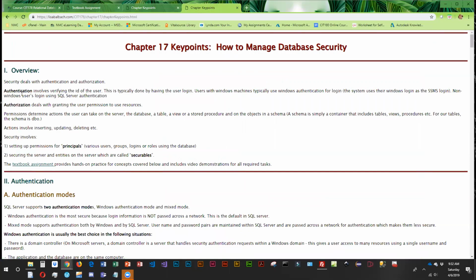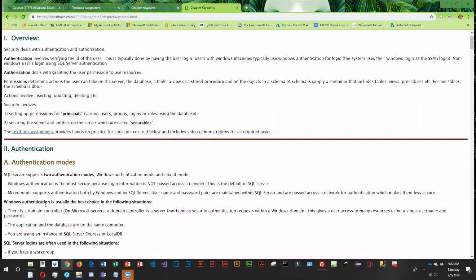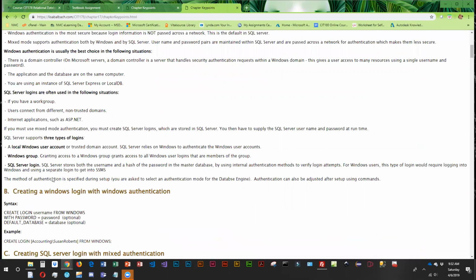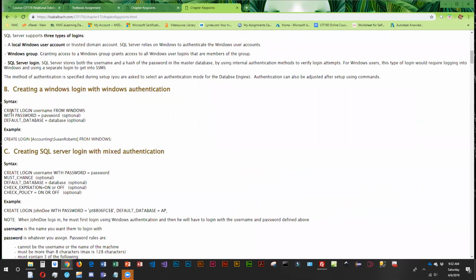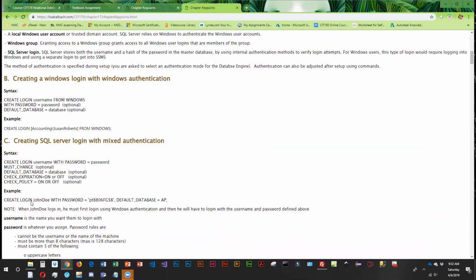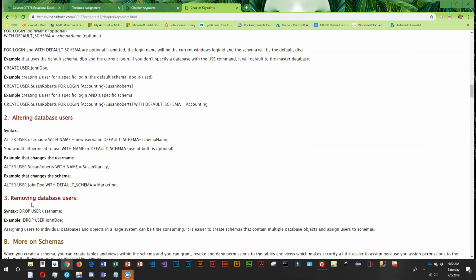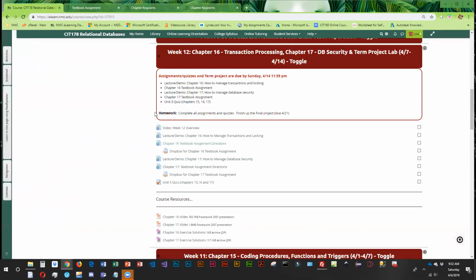And so this gets into authentication and authorization. There's a lot of terminology in here that you definitely need to know for your certification exam. So you are going to want to read through this. You can also run through some of the examples. A lot of the examples that are in here, you can actually run yourself in SSMS. And there is a textbook assignment.